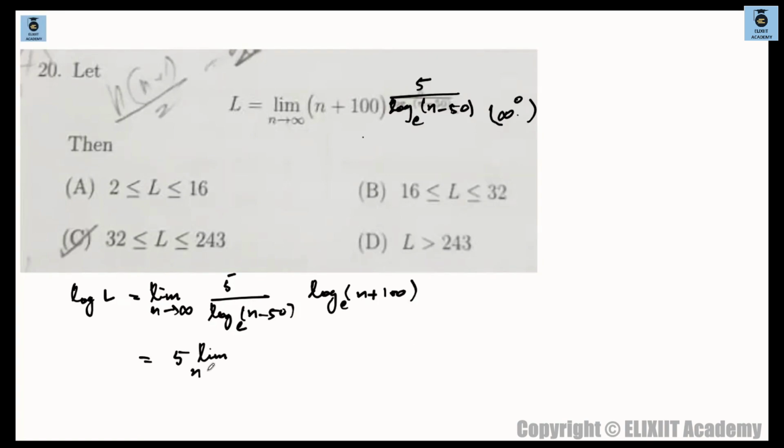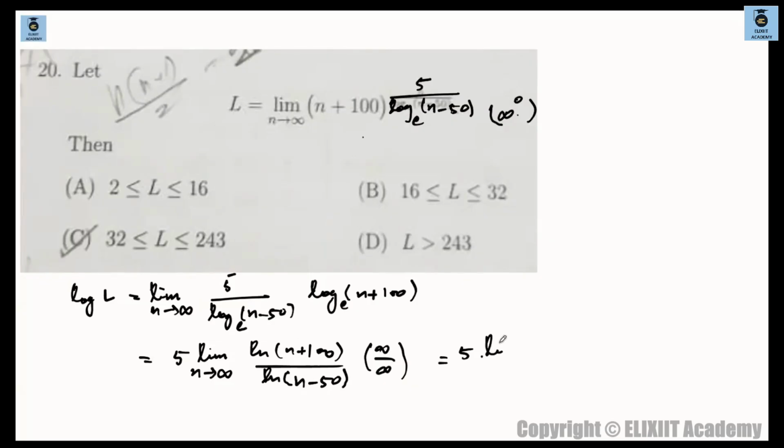So we are having limit n tends to infinity. So we have log of n plus 100 upon log of n minus 50. Next, this is a standard form, which is infinity divided by infinity. So this is 5 times limit n tends to infinity. Next we can use L'Hopital's rule.